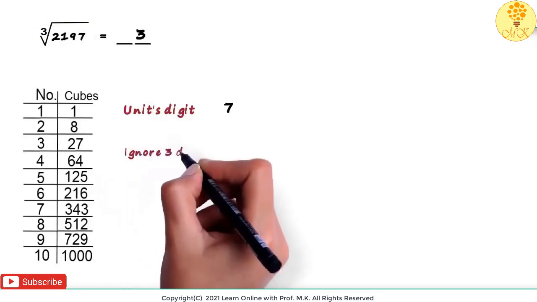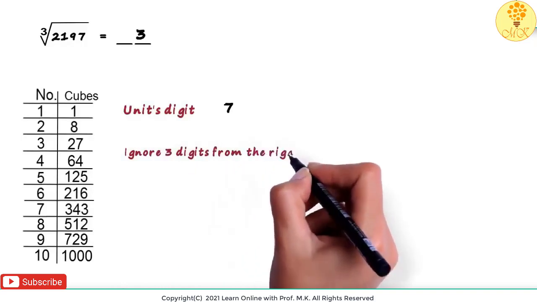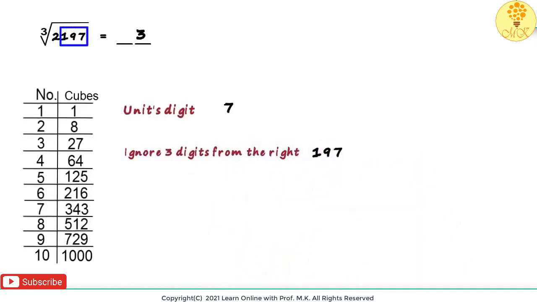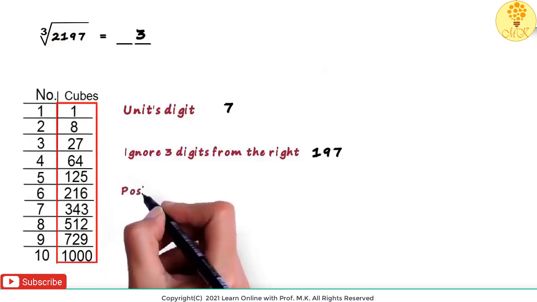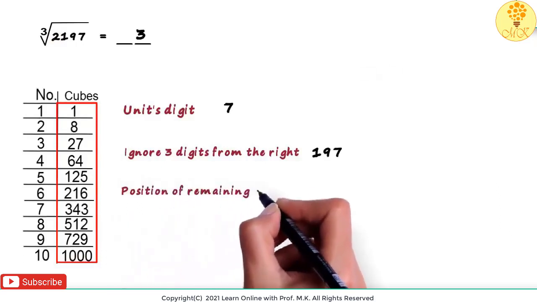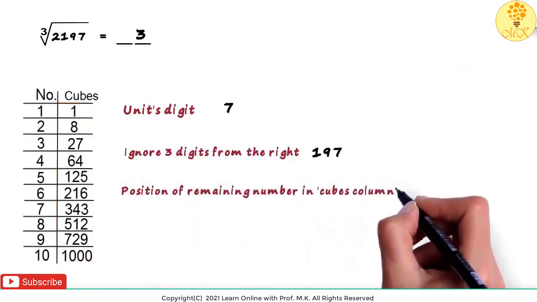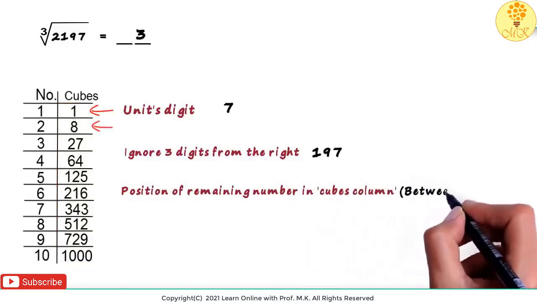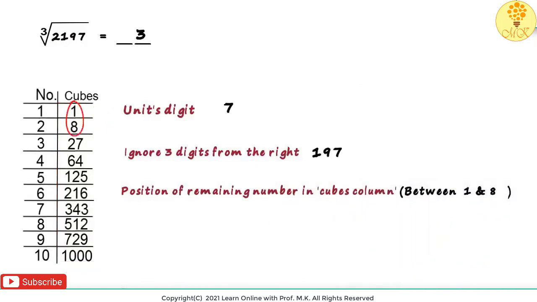The next step is interesting. We ignore 3 digits from the right of the number. So we ignore 197 for the moment and look at the number that remains. It's 2. This number is very crucial. We check where 2 is placed in the cubes column. That is, we check the position of the remaining numbers in the cubes column. In the cubes column, the number 2 lies between 1 and 8, between these two numbers. That means it is placed between 1 cubed and 2 cubed. We basically looked at the corresponding number column.